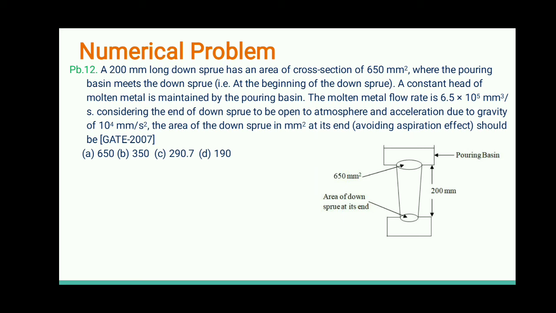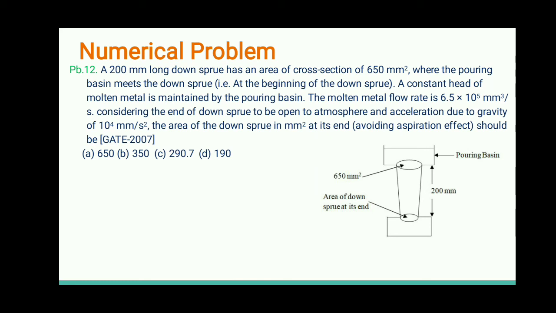Okay, and the cross sectional area where the pouring basin meets the down sprue, so the top of the sprue. This area is given to you, that is 650 mm square. That is at the beginning of the down sprue. That is mentioned also.